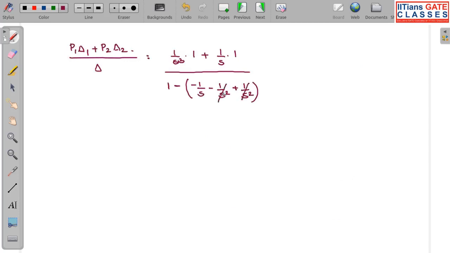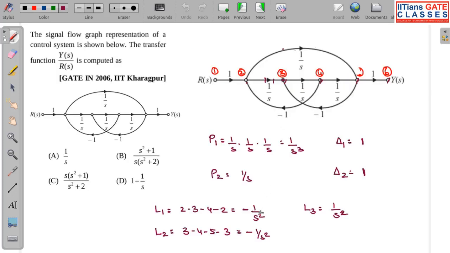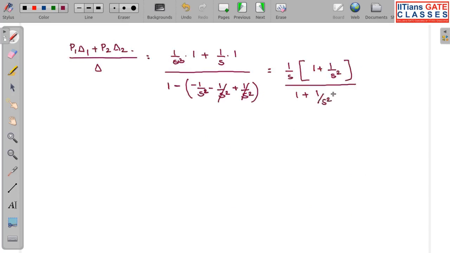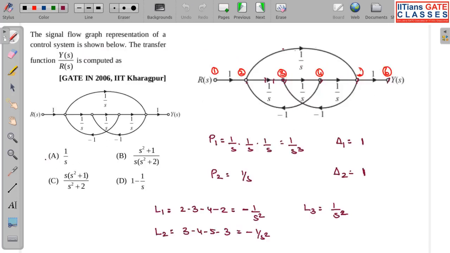So 1 by s square gets cancelled. So from here I can take 1 by s common. So this will be 1 plus 1 by s square. And from here this is also s square over here. Okay, so I made a mistake. So 1 by s square cancels and your answer is 1 by s. Okay, so 1 by s is the correct answer to this question.